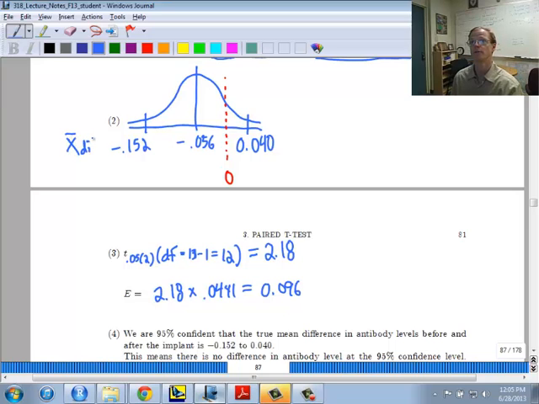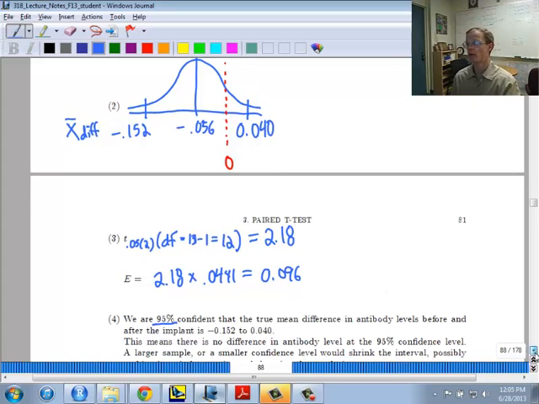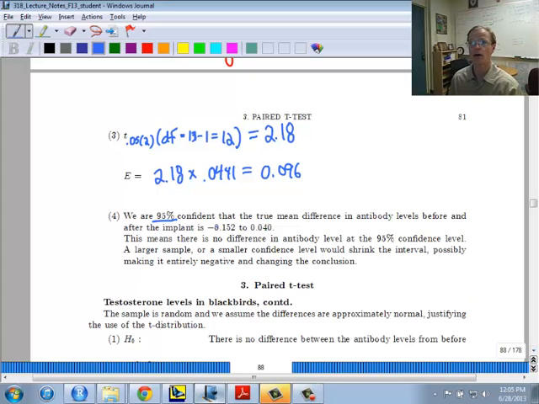This is my x bar diff level, and yeah, we could have a z-score. All right, so 95% confident the true mean difference is somewhere in there. It includes 0. We could have higher immunocompetence before, higher immunocompetence after. We're not sure. Therefore, we're not detecting any difference of the added testosterone. It doesn't appear to weaken the immune system, at least at the 95% confidence level. Okay, as you can tell.